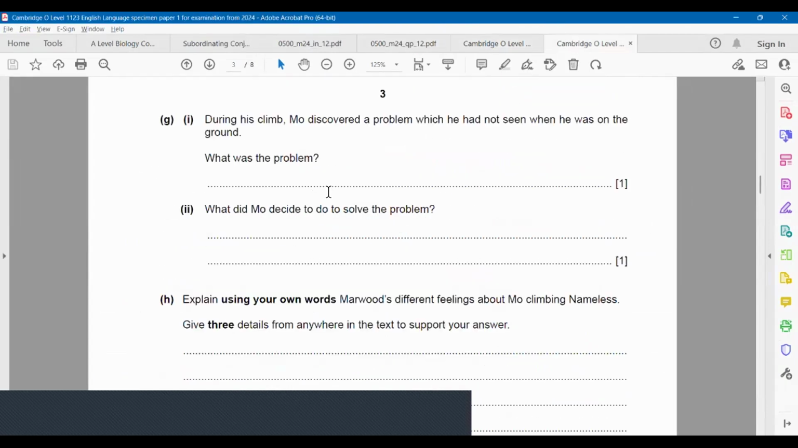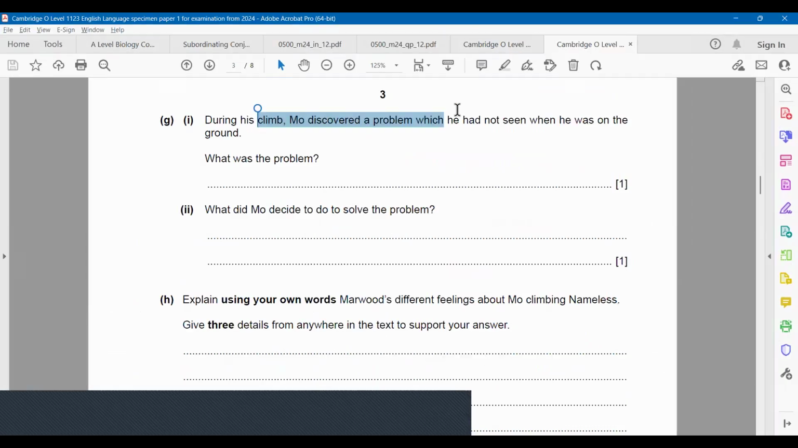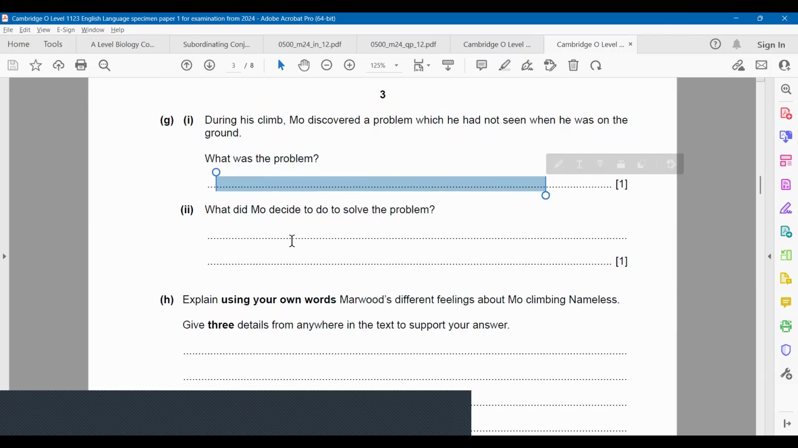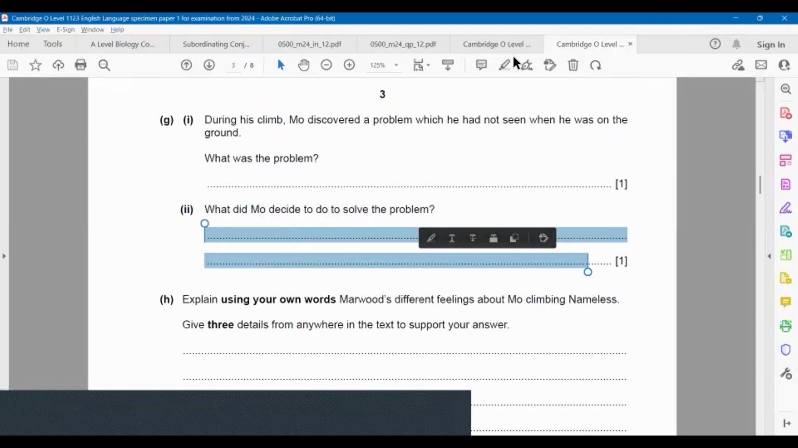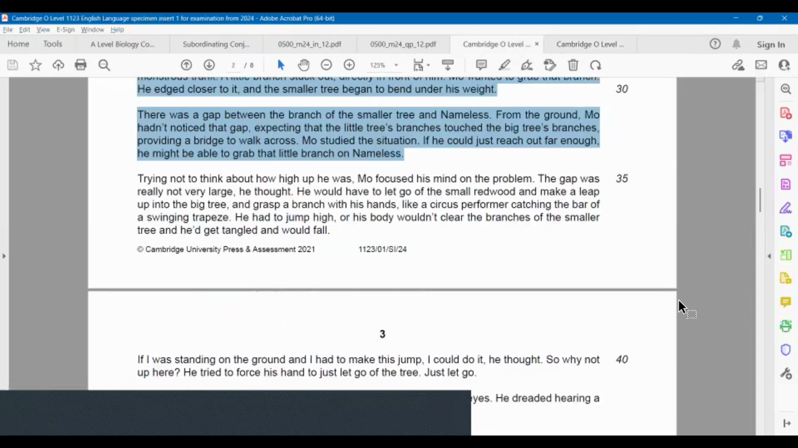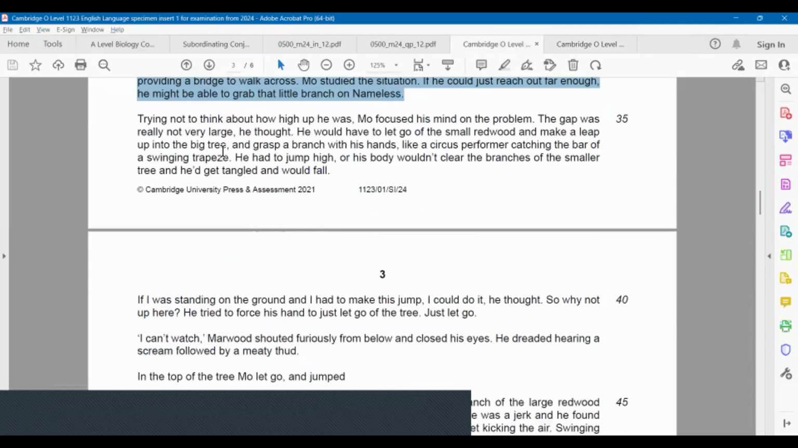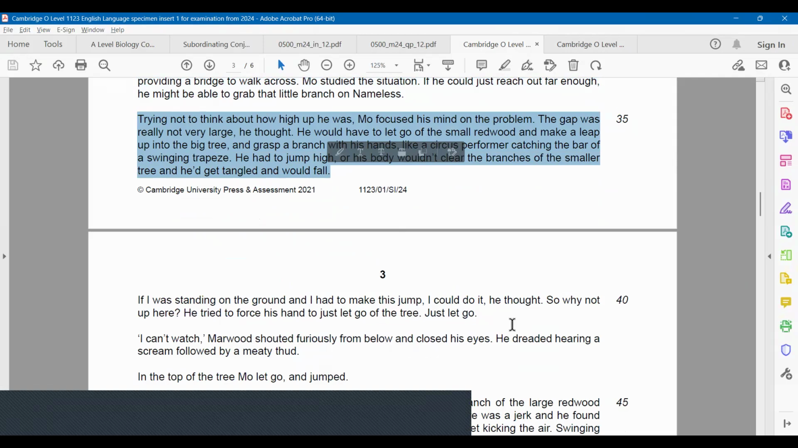Right, and so during his climb, he discovered a problem, what it was, and how did he solve it. Again, it has two parts. So what was the problem? I only write the problem, I don't write too much detail. And then how does he decide to solve the problem? So I write down the solution. Each is worth 1 mark. And if I read this, I would understand, okay, this is from the next part of the text that is after line 34, most likely, and it actually is.